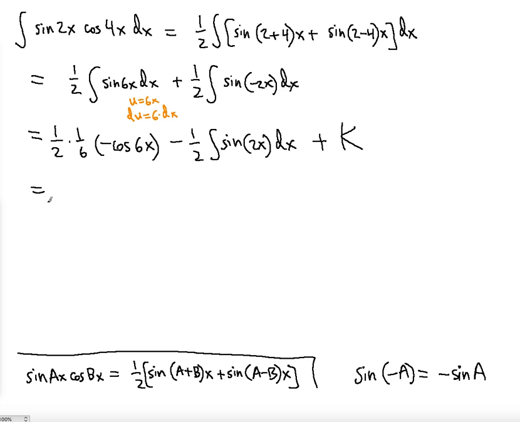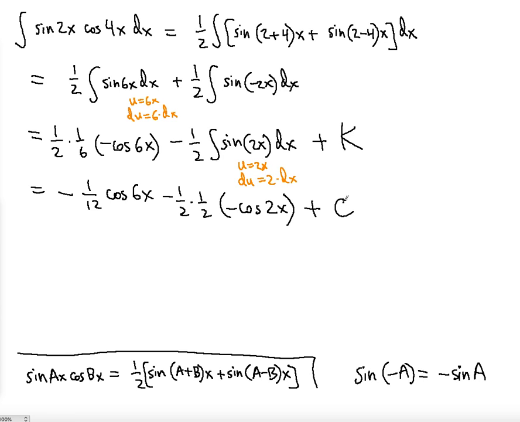And then what are we going to have? We're going to have negative 1/12 cosine of 6x. And then using the u substitution again here, u is 2x, of course, du is 2 dx. So dx is du over 2. So we need one more 1/2. So minus 1/2 times 1/2. And the antiderivative of sine of u is going to be negative cosine of u. So negative cosine of u. Now what is u? Let's substitute it quickly: 2x.